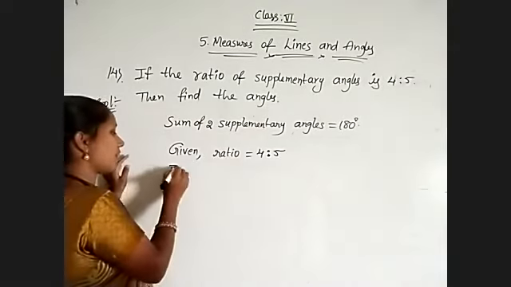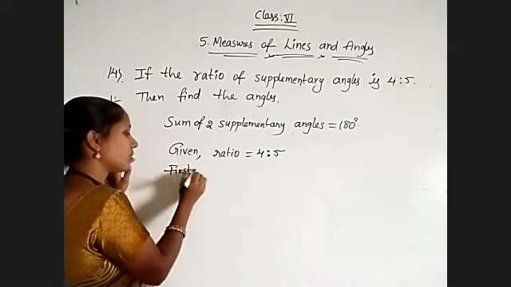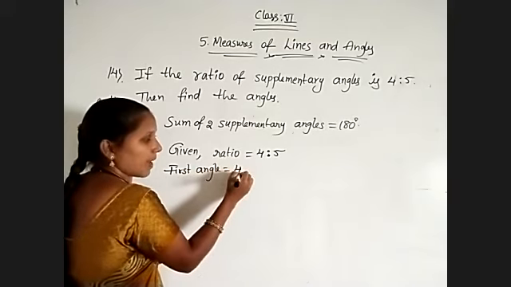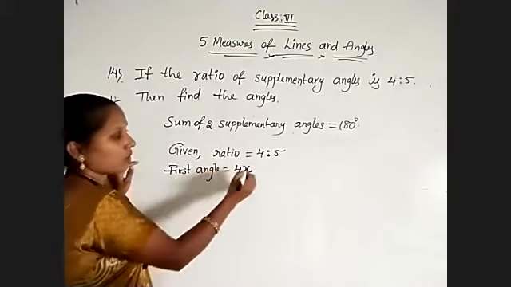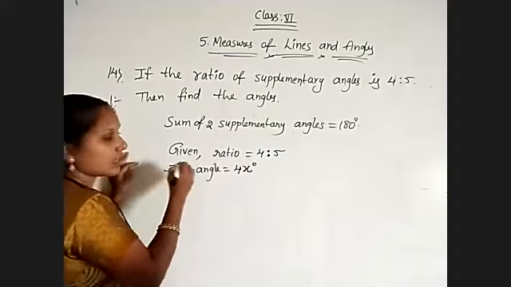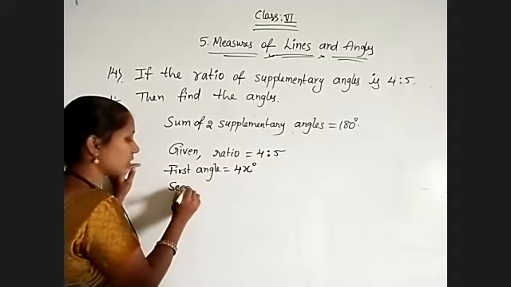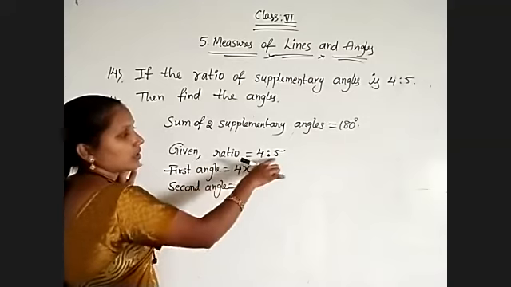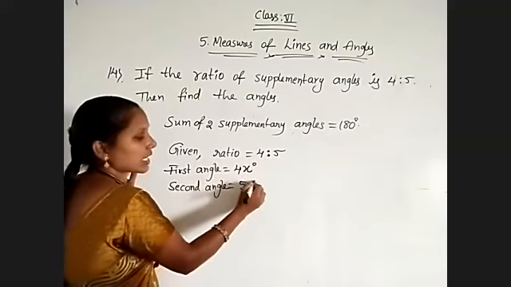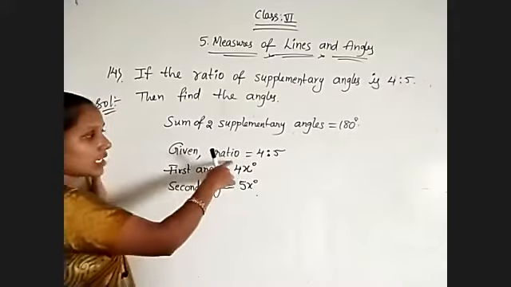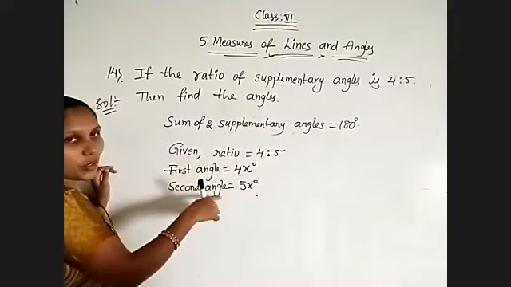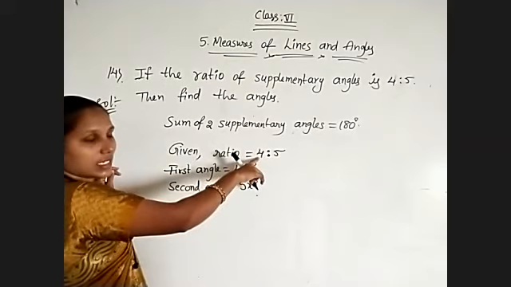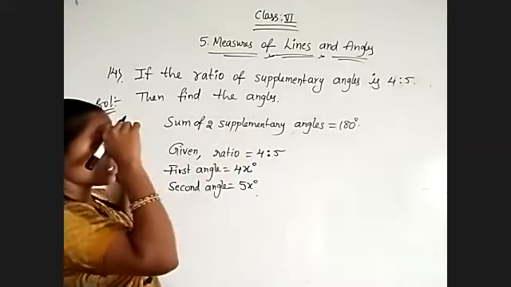Otherwise, the first angle will be equal to 4 parts. That part I am taking as x, so 4x degrees. And the second angle will be equal to 5x degrees. Order is very, very important. While we are dealing with ratios, order is important. The first quantity refers to the first term, the antecedent, and the second quantity refers to the second term.